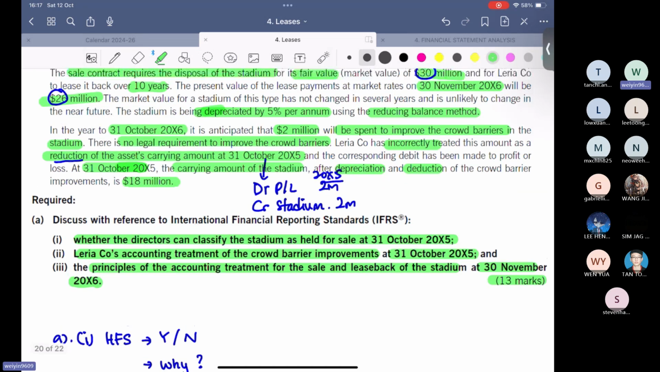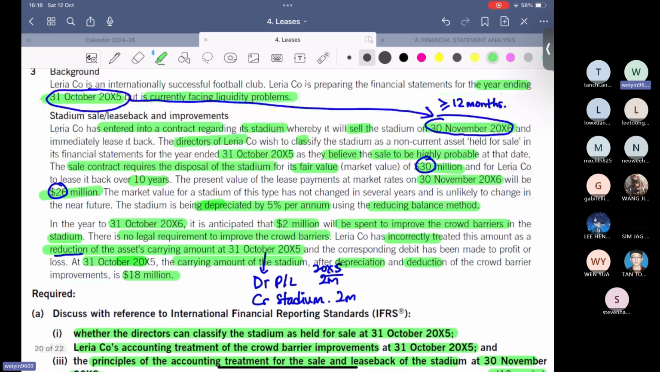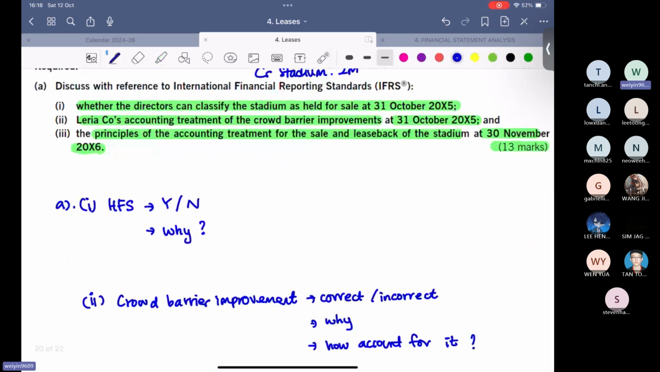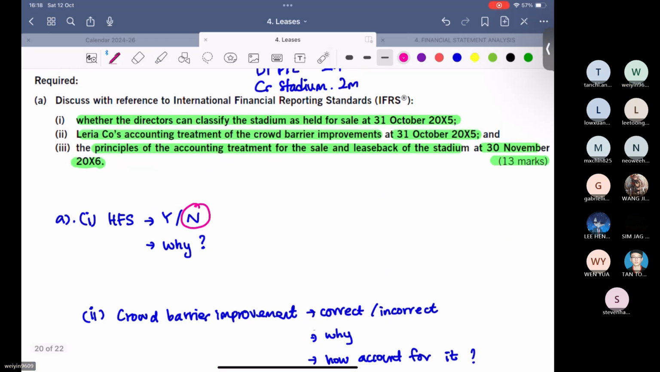And then the stadium crowd barrier improvement happens in the year 20X6 because it says that now they anticipate the 2 million spent to improve the crowd barrier. And your sale happens on 30th November. That means after 1 month, only then can you sell it to a third party. So meaning that at your year end 31st October 20X5, the condition of your stadium is not ready for immediate sale in its present condition. So therefore, for the first one, my answer: not eligible to classify as held for sale, right?